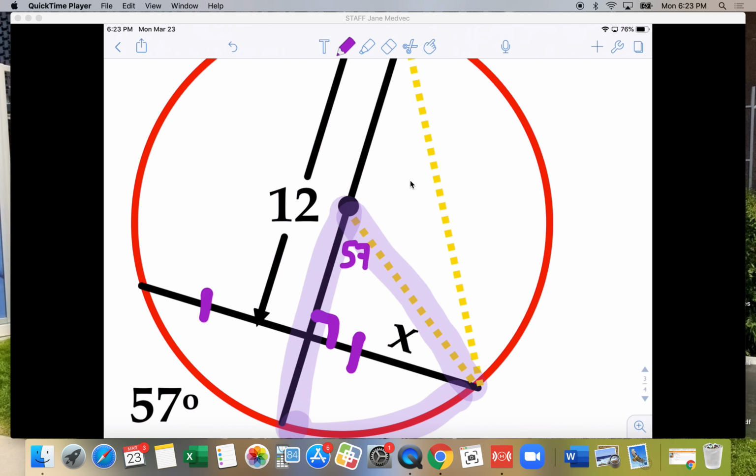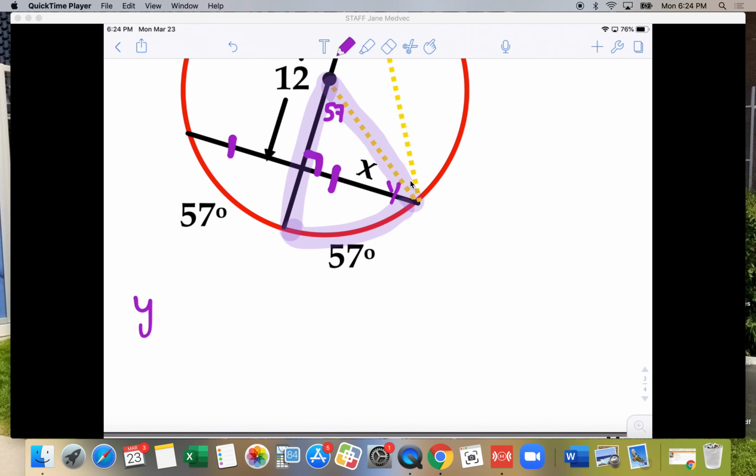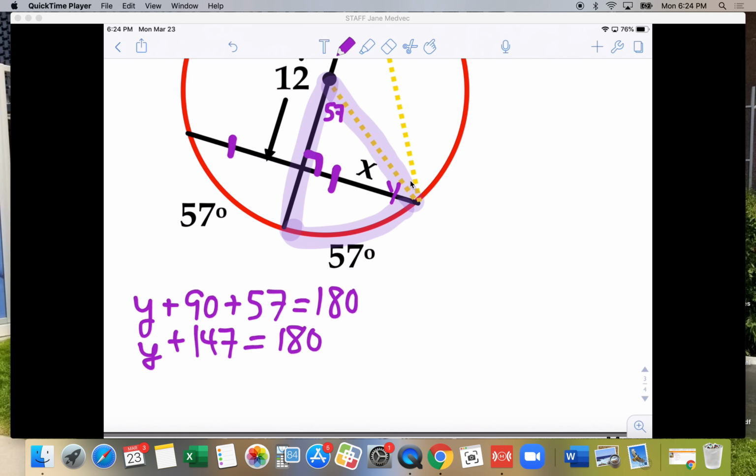Okay, so what I want to do is I want to find this angle measure here, which is Y. Okay, so I'm going to take Y plus 90 plus 57, and that equals 180 degrees. Y plus 147 equals 180 degrees. And you end up with Y equals 33 degrees. So this little piece right here, this little angle right here is 33 degrees. And that will play a role for us. Okay? All right. Let's keep going now.